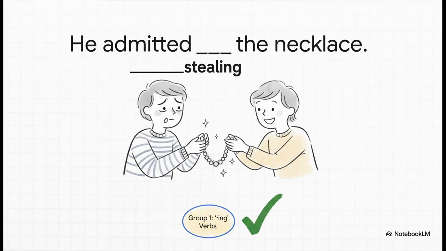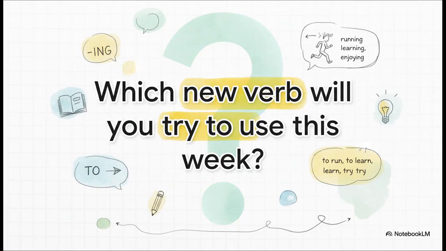You're doing great. So what's the big takeaway here? Please, don't try to learn all of these verbs at once. The absolute best way to get good at this is just to practice. So my challenge for you is this. Pick one new verb from the ing list and one from the to list, and try to use them this week. So which new verb are you going to try first?